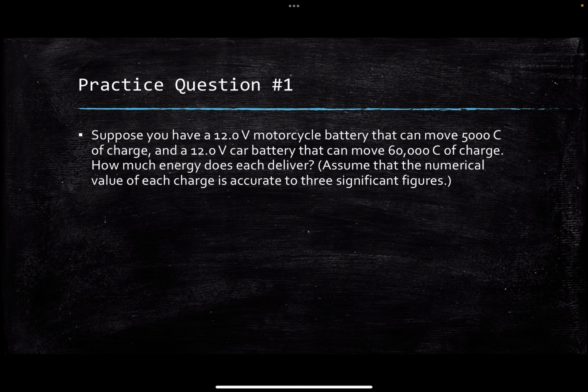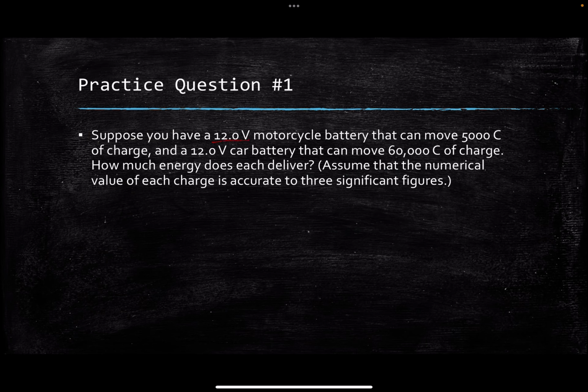For question 1, suppose you have a 12-volt motorcycle battery that can move 5,000 coulombs of charge and a 12-volt car battery that could move 60,000 coulombs of charge. How much energy does each deliver? So this is kind of a different question. It's asking two separate questions.